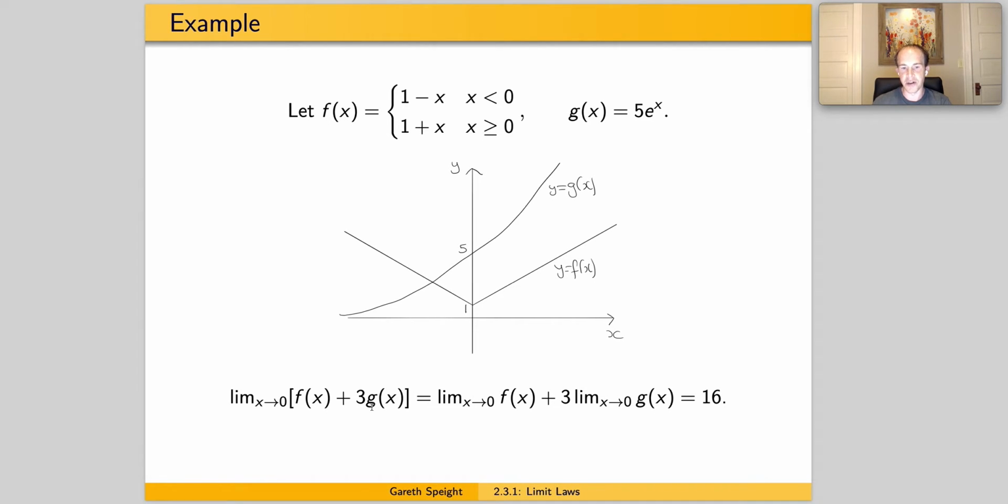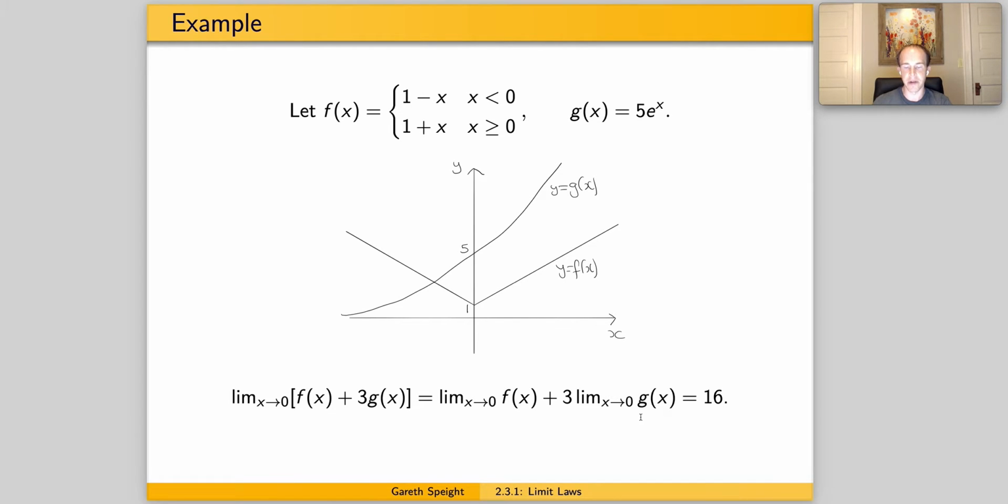So the limit of f plus 3g is the limit of f plus the limit of 3g. And the limit of 3g is 3 times the limit of g. Okay, so we can kind of break it apart. And then we can look at the limit of f and the limit of g separately. Okay, we said the limit of f is 1, the limit of g is 5. So we're going to get 1 plus 3 times 5, we get 16.